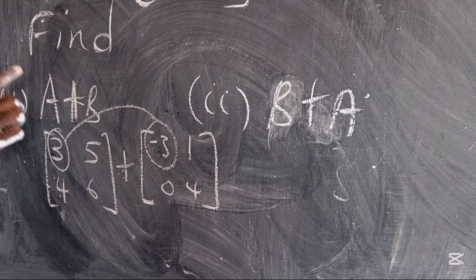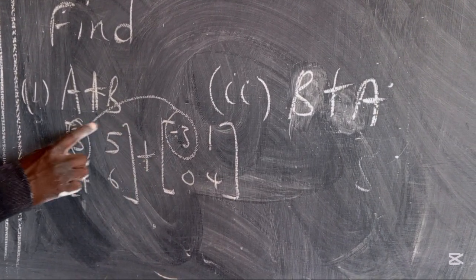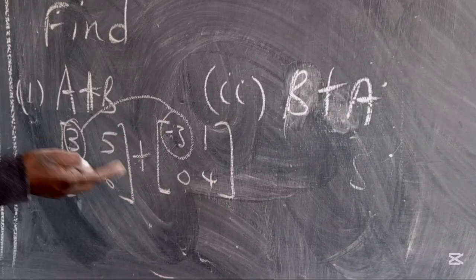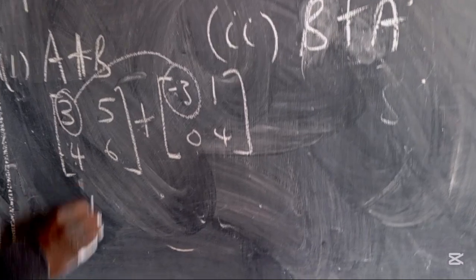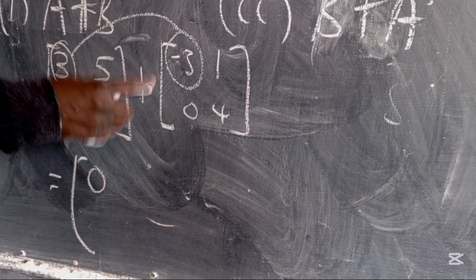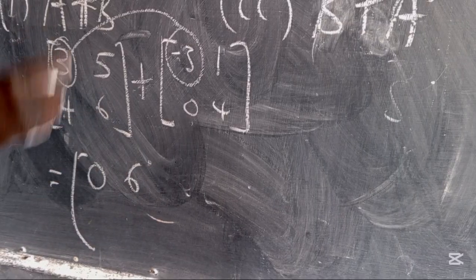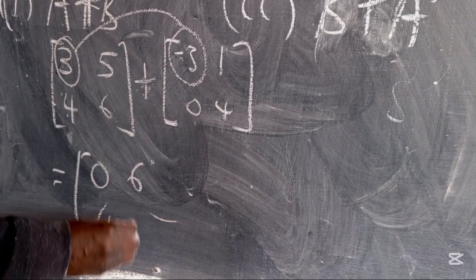So it's the same as just saying 3 minus 3, not 3 plus minus. No. Because positive times negative is negative. So here it will be just a minus. So the answer I'm going to have here is 3 minus 3 is 0. 5 plus 1, it is 6. 4 plus 0, it is 4. 6 plus 4, it is a 10.